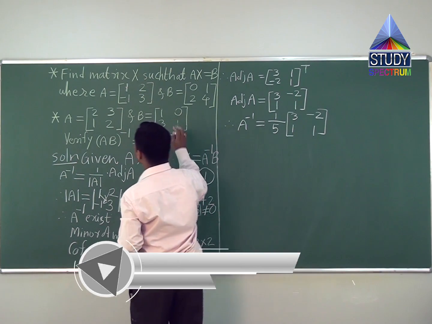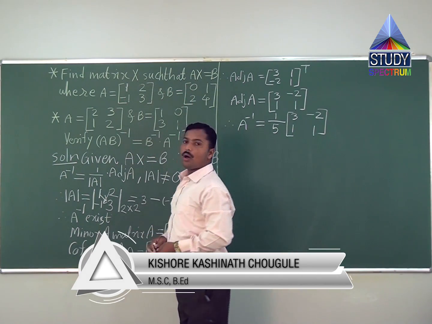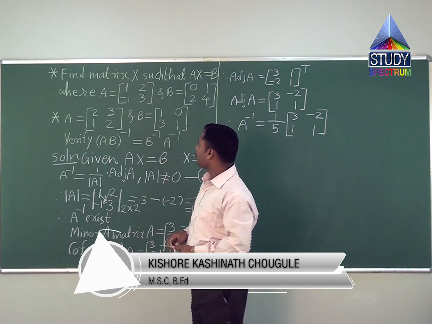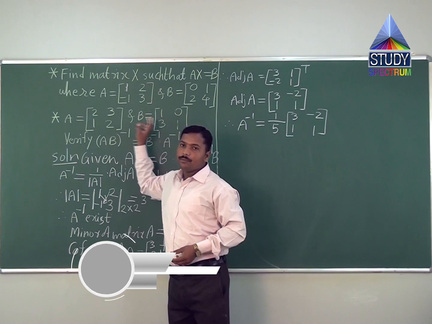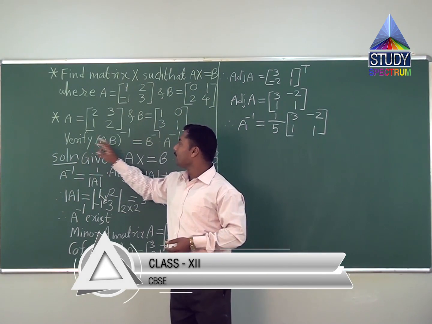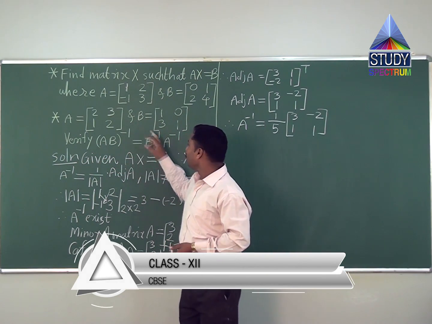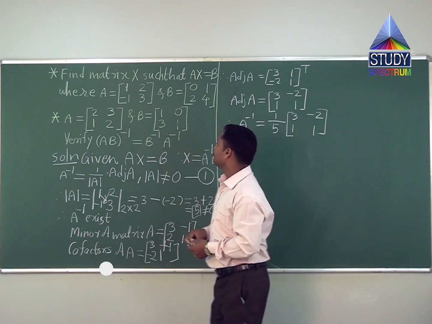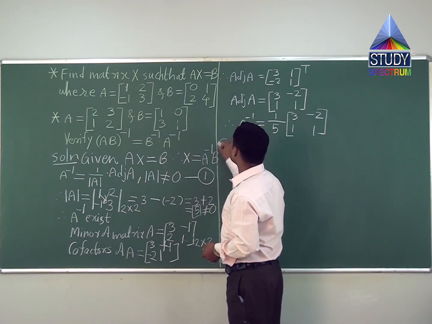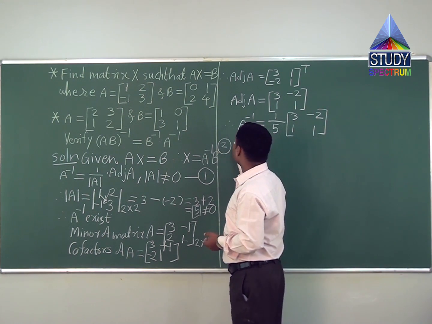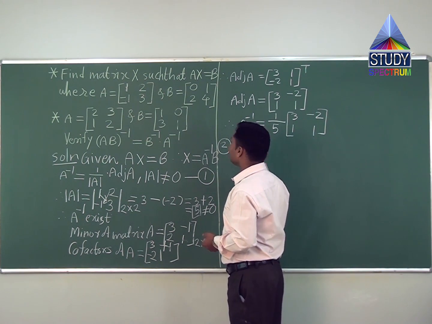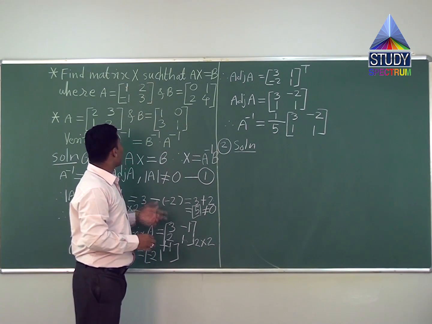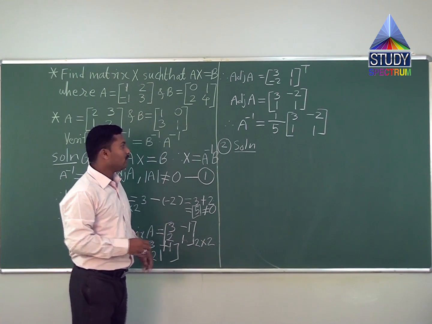We have completed the first problem. Also we discussed the second problem. Very interesting. What problem? A and B are given, and verify that the inverse of AB equals B inverse into A inverse. So we discussed the second problem. The solution starts with LHS. What is our LHS? LHS is the inverse of AB.